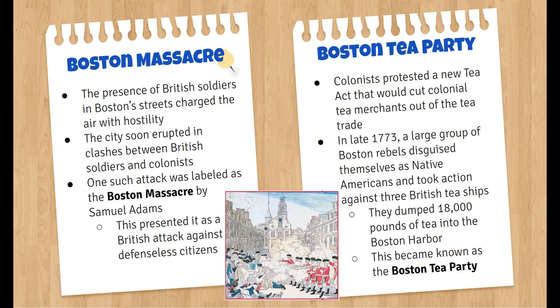The Boston Tea Party. Colonists protested a new Tea Act that would cut colonial tea merchants out of the tea trade. In late 1773, a large group of Boston rebels disguised themselves as Native Americans and took action against 3 British tea ships. They dumped 18,000 pounds of tea into the Boston harbor, and this became known as the Boston Tea Party. So by dumping that all into the harbor, that tea is not good anymore.